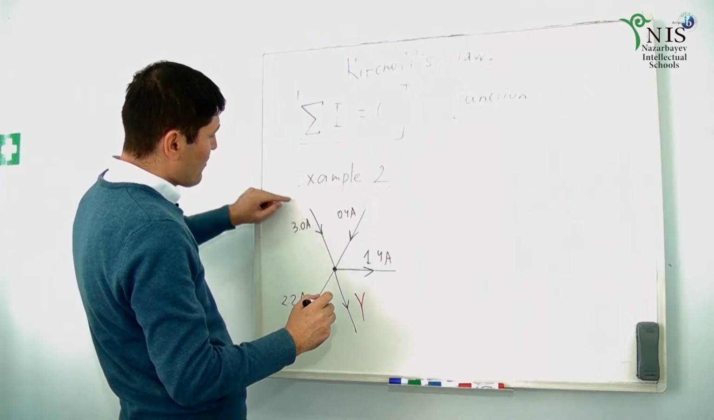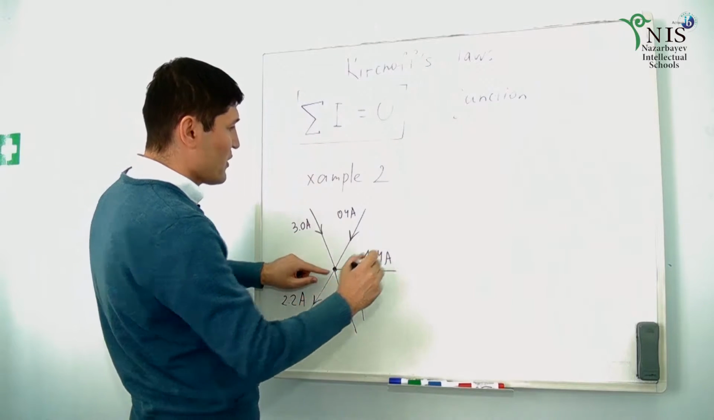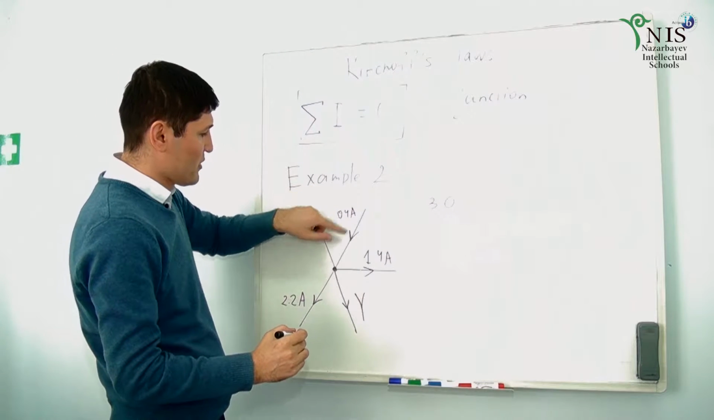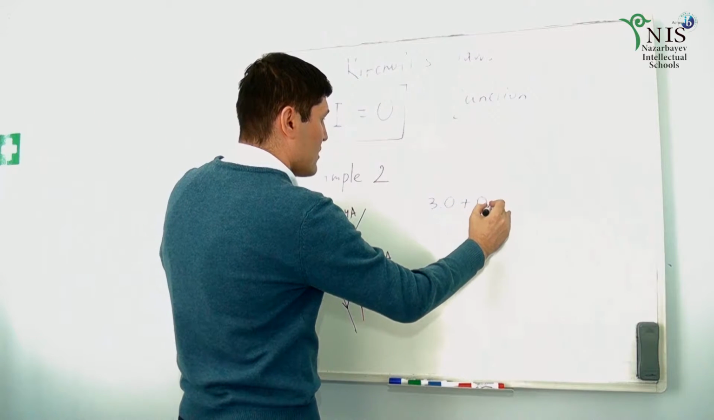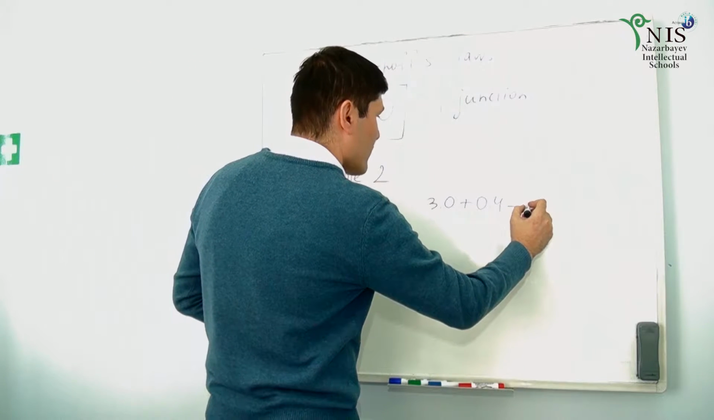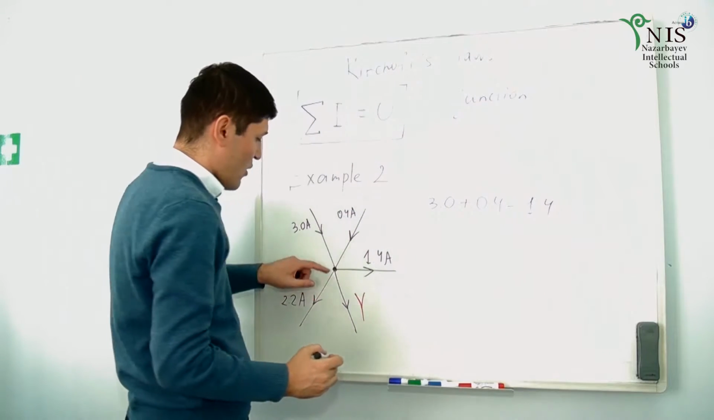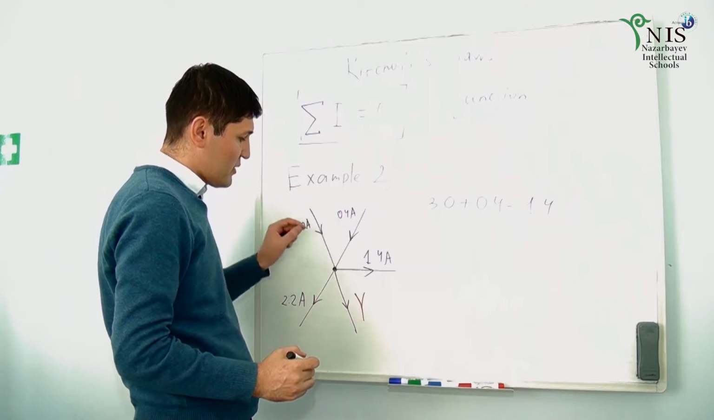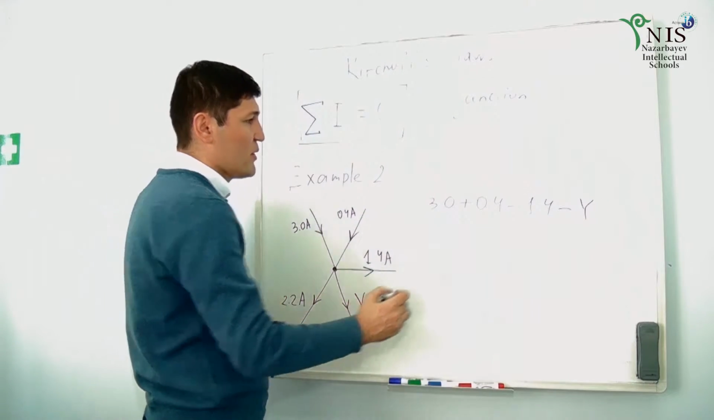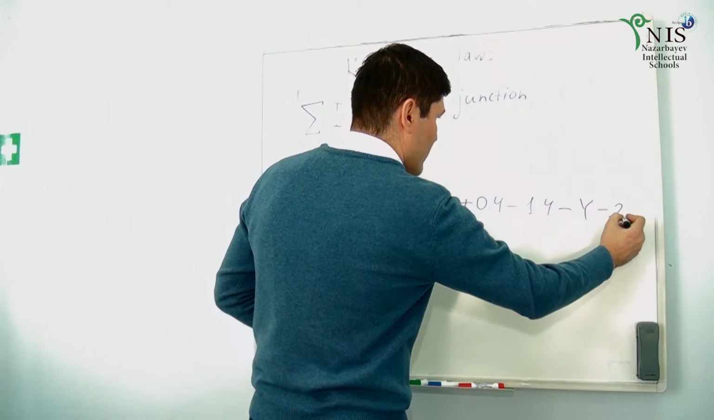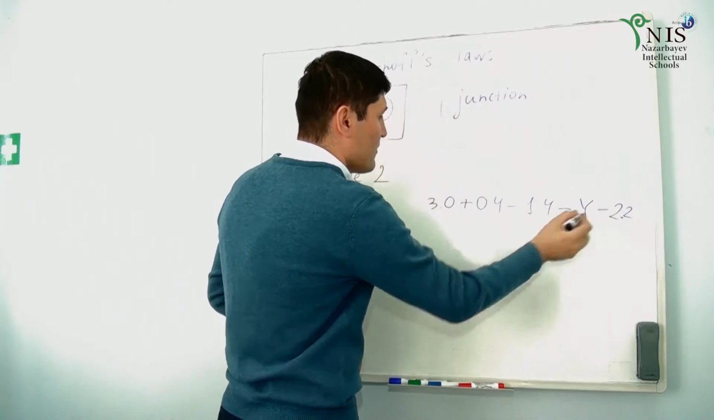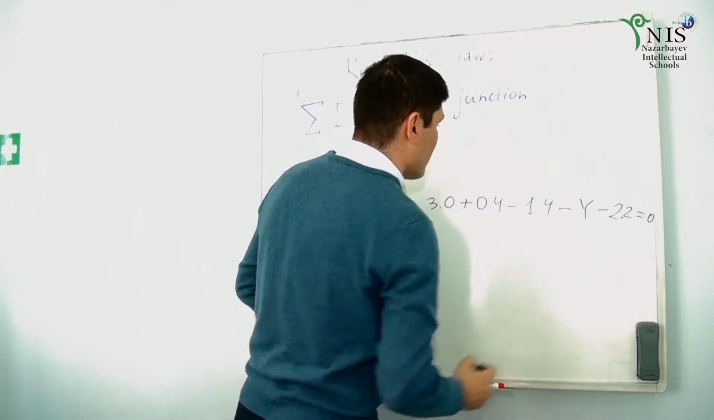So first, 3 amperes is positive because it's going into the junction. 3.0 positive, 0.4 is positive going into the junction, plus 0.4. 1.4 is going out of the junction, that's why it's negative, 1.4. Y, we say, okay, we don't know yet, but let's see, negative Y. And 2.2 amperes is also negative because it's going out of the junction. And all of them equal 0.